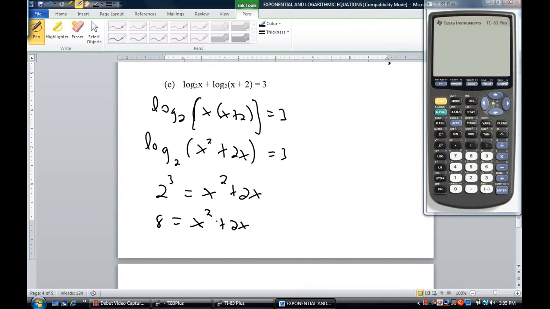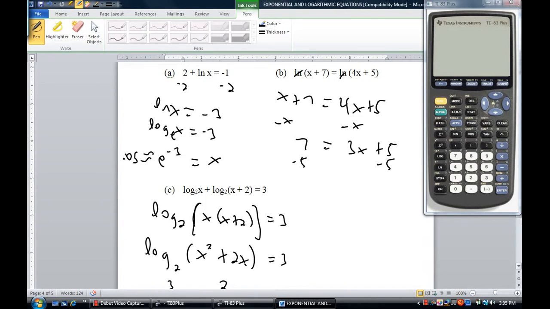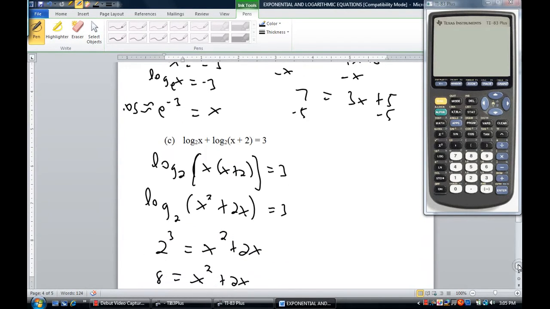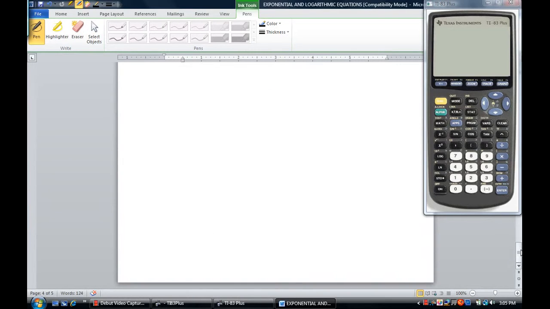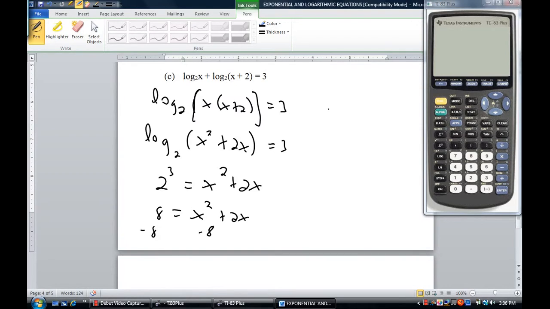Since it has x squared, that means it's quadratic. I need it equal to 0, so I'm going to subtract 8 from both sides. I'm going to look down here for a second. I'm going to move something up here so it won't be in the way. This thing is really sensitive. So now we have 0, because 8 minus 8 is 0, equals x squared plus 2x minus 8. Now we have to solve this.